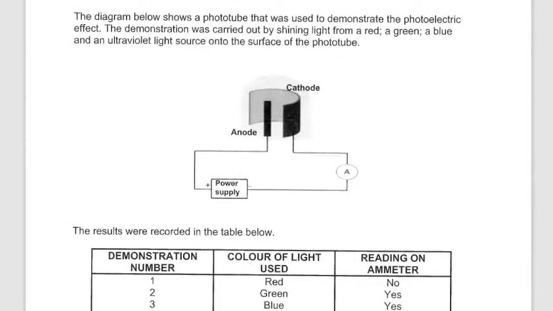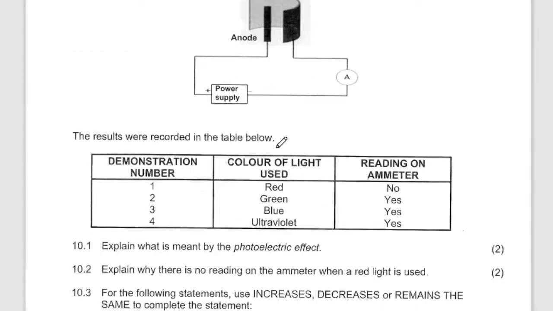Then question 10. The diagram below shows a photo tube that was used to demonstrate the photoelectric effect. The demonstration was carried out by shining light of red, green, and ultraviolet onto the surface. They gave us the demonstration number, the color of the light, and then the emitter. Can we explain what is meant by the photoelectric effect?